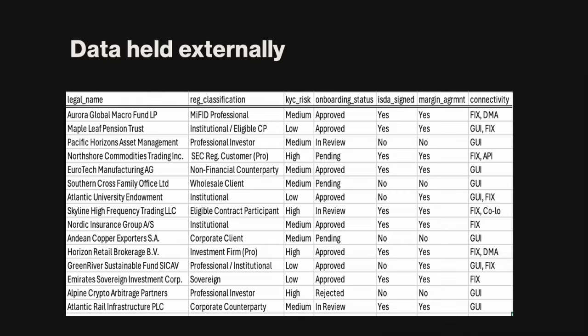3. Operational efficiency. Single source of truth. Onboarding, sales, and operations no longer maintain parallel spreadsheets. Connectivity drives automated provisioning, for example, FIX session versus GUI only. 4. Risk management and auditability. Clear audit trails showing why a client was allowed to trade a given product, and easy evidence for regulators and internal audit. Show me all high-risk clients trading derivatives via DMA. That's the kind of inquiry that can be easily answered.